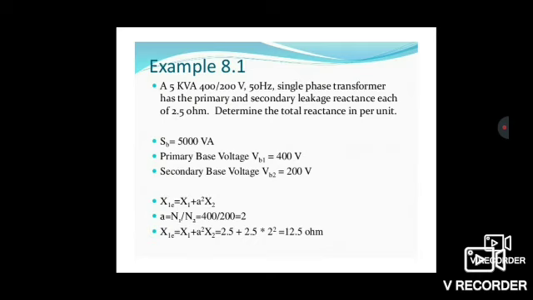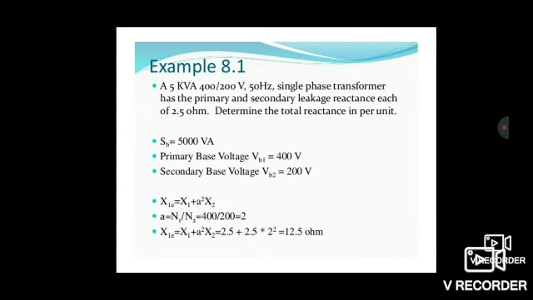Let us see the example. A 5 kVA, 400 volt by 200 volt, 50 Hz single phase transformer has the primary and secondary leakage reactance each of 2.5 ohm. Find out the total reactance in per unit. That is the question. The given values are SB equal to 5000 VA, the primary base voltage VB1 equal to 400 volt, and the secondary base voltage VB2 equal to 200 volt. Then we have to find the value of X1E, that is equal to X1 plus A squared X2.